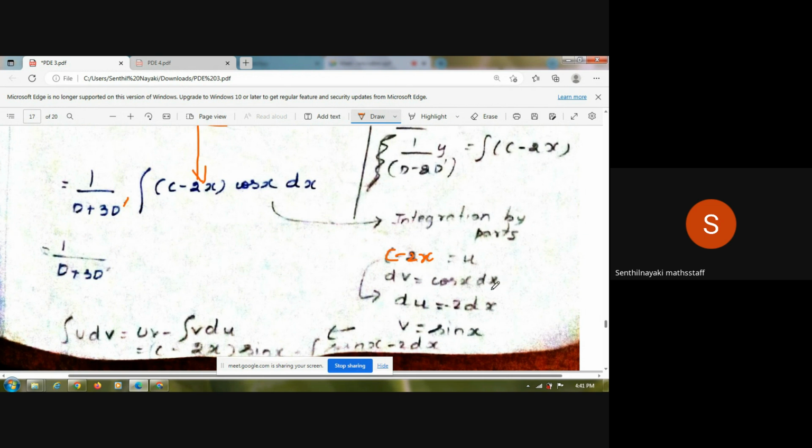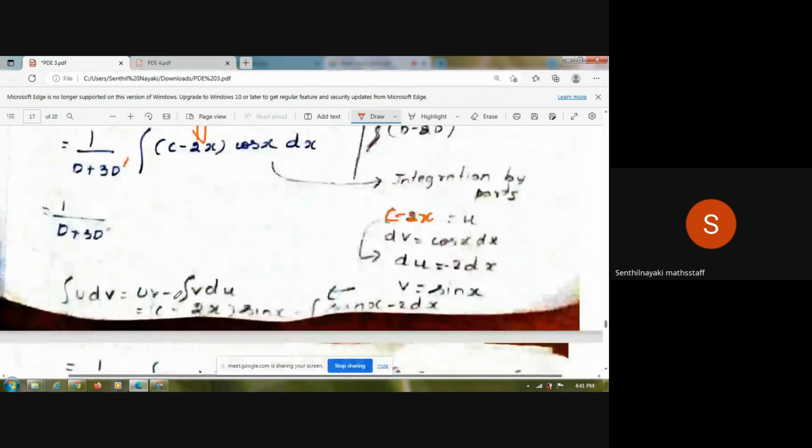Next, dv is cos x dx. So after integrating this, we get v equal to sin x. So the formula is integral u dv equal to uv minus integral v du. Therefore, the u term is c minus 2x and the v term is sin x, minus integral of sin x, that is v, du is minus 2 dx.